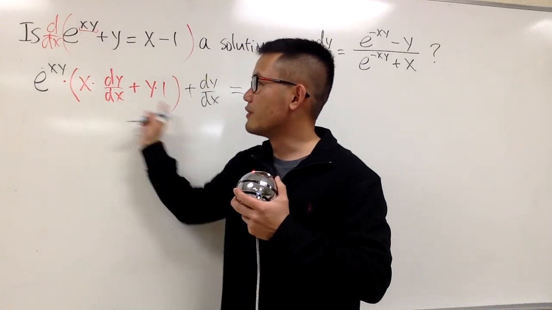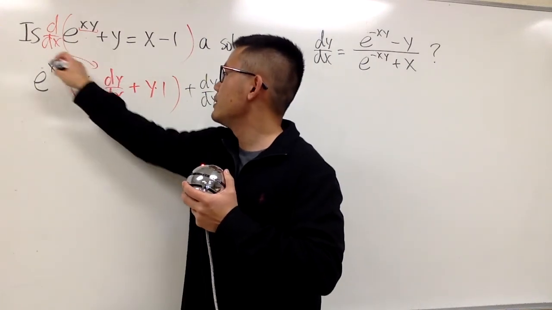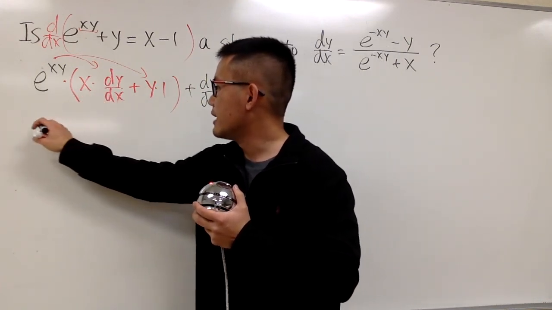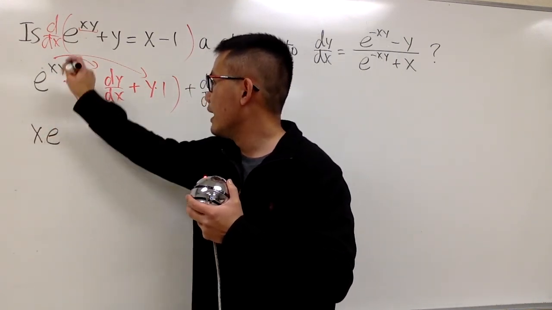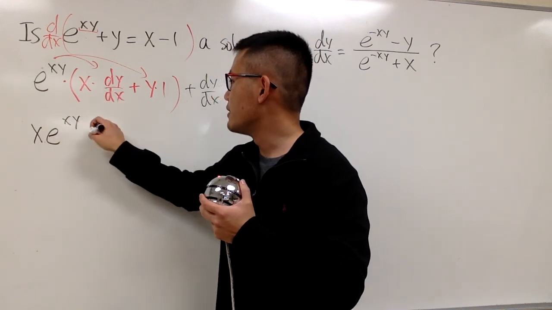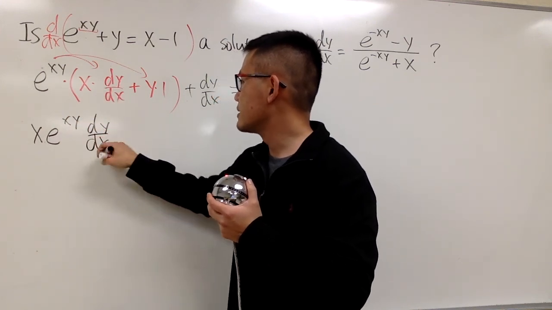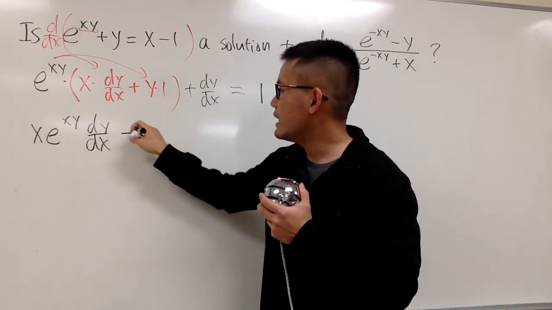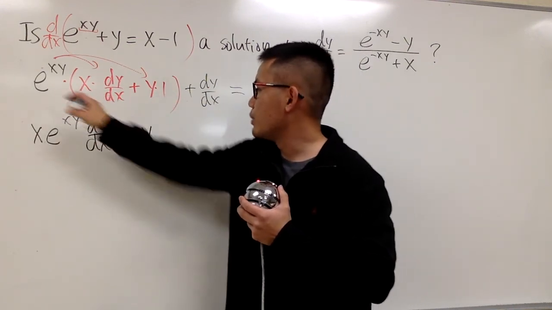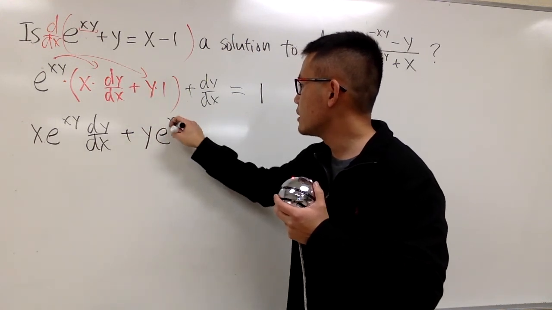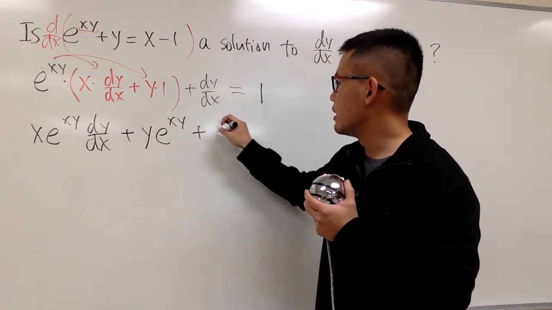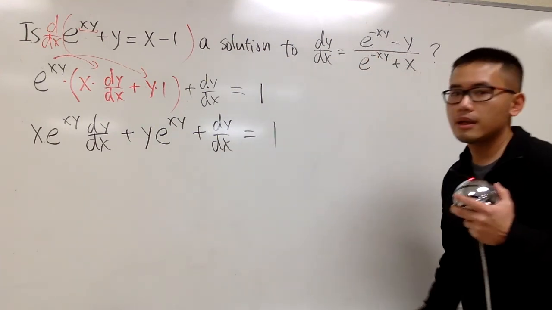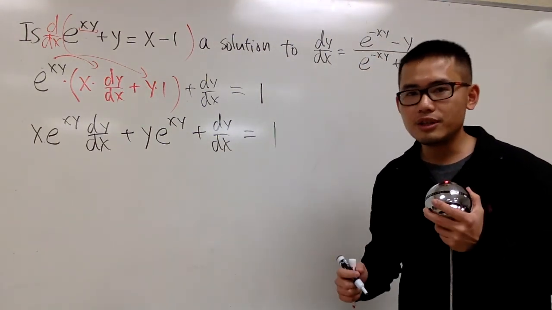Well, let's do the usual business. Here we have something in front of the parentheses, so we'll take this and distribute it into the parentheses, right? For the first part, we'll write this down as x e to the xy, and then we have the dy/dx, okay? And then we will do this times that, so we add to it, let me put the y first, and we have the e to the xy, and then this is the dy/dx, and then this equals 1.